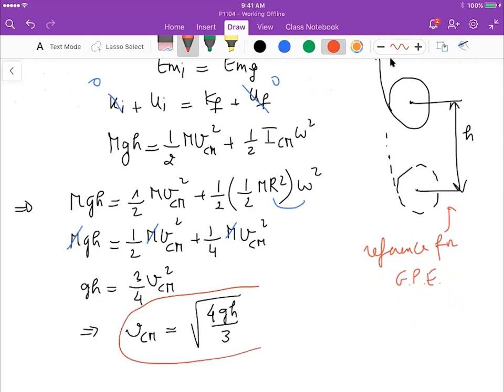We need to show that the speed of the center of mass of the disk is given by the square root of 4gh over 3, using both Newton's second law and the kinematic equation approach, and using the energy approach.